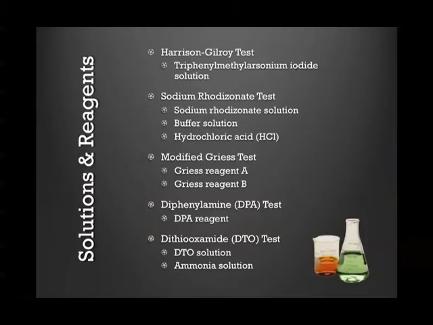The presumptive color tests for gunshot residue are very simple to perform once the various solutions and reagents have been prepared. The Harrison-Gilroy test is employed to determine the presence of antimony. The sodium rhodizonate test is for barium and lead. The modified griess and diphenylamine tests are for nitrates, and the dithiooxamide test is for copper. After preparing the corresponding reagents and solutions for each, the gunshot residue examinations can be performed on the unknowns alongside controls to ensure that the reagents are working properly.